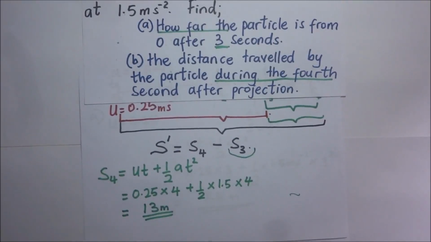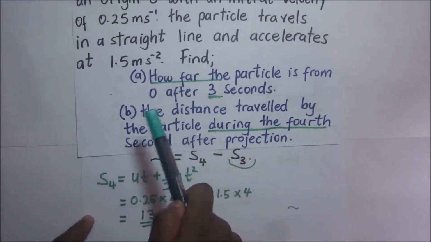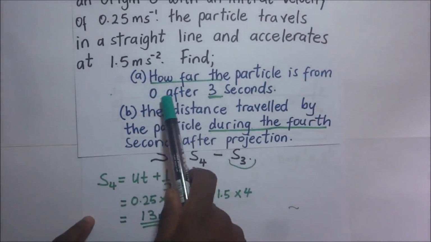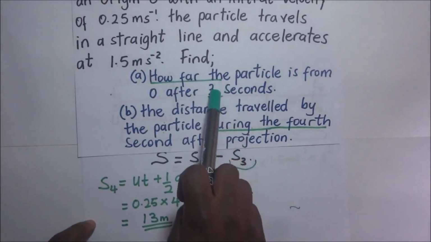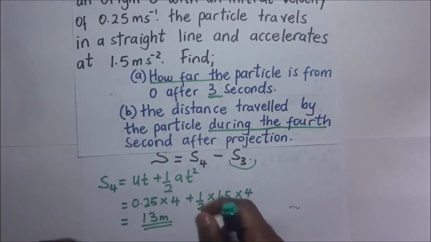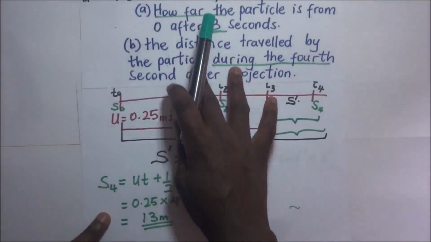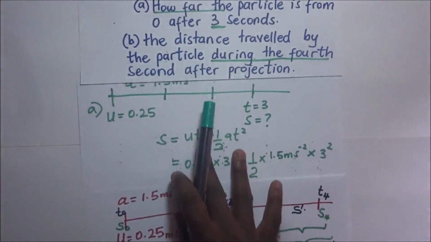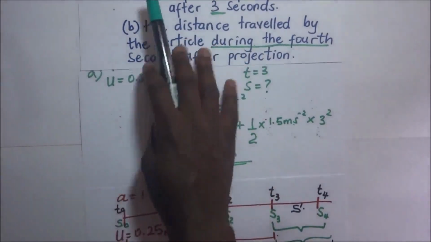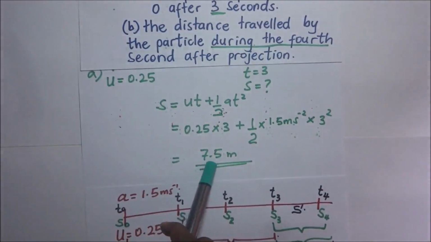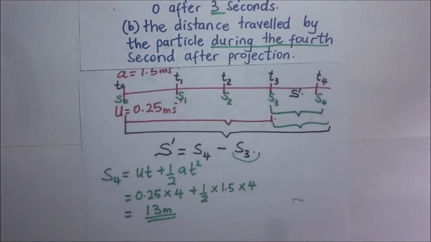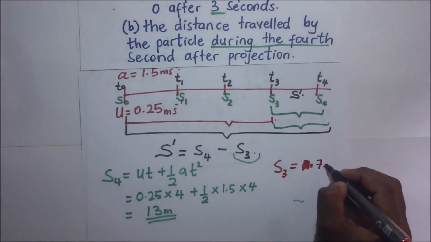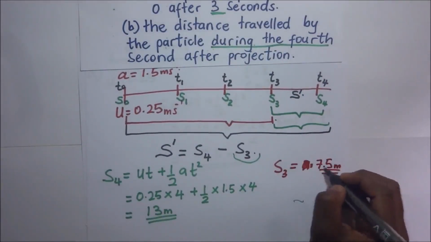Now, of course, we were able to get S3 from our previous question. Our previous question was asking us to find how far the particle is from O after 3 seconds. So it means that we already know the distance it traveled after 3 seconds from our previous working, or from part A. And part A of that question, which is this here, when we were calculating for the distance traveled after 3 seconds, we got 7.5 meters. So it means that our value of S3 is 7.5 meters.